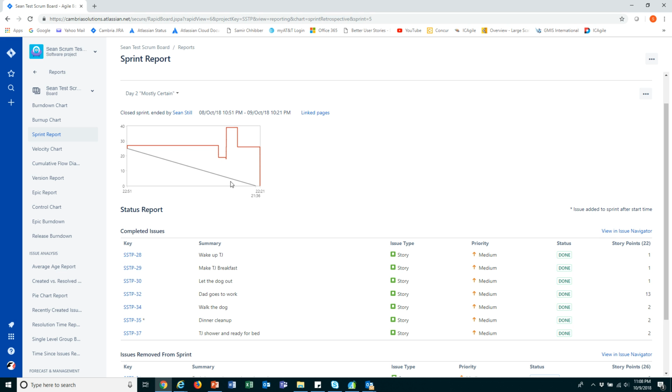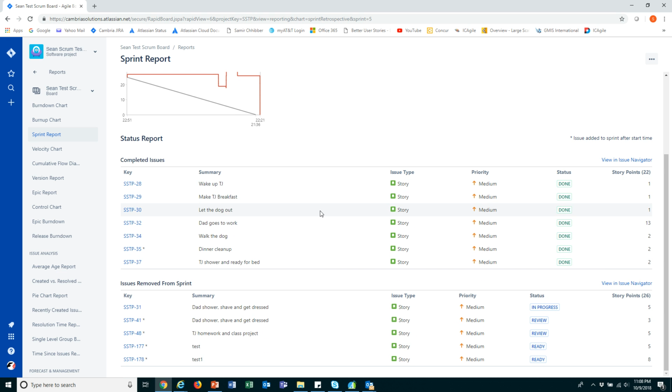To pull in work, you would probably need to be well under this gray line. But you can see that they're not even close, yet they still pull in some additional work. They complete some of the work, and then they end up having to punt a bunch of stories at the end of their sprint because they're not completed.